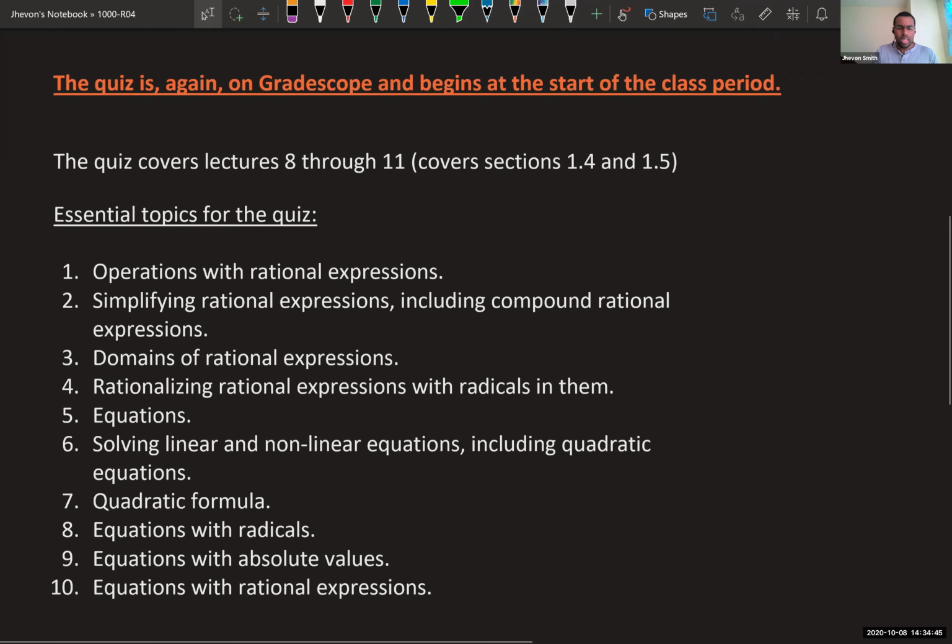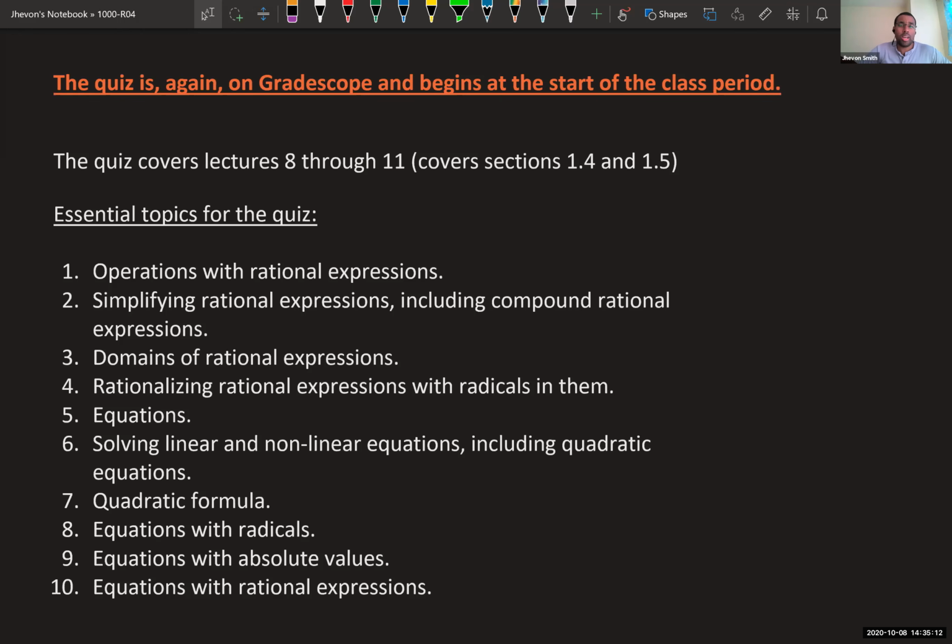Let's move down. Let's actually talk about the quiz. Like I said, it covers up to lecture 11. It's technically 8 through 11. Of course, you will need to know things that happen before lecture 8 in order to be able to do some of these things anyway. But strictly speaking, I'm testing you on 8 through 11. What that covers is 10 main things that I could pick out from those sections.